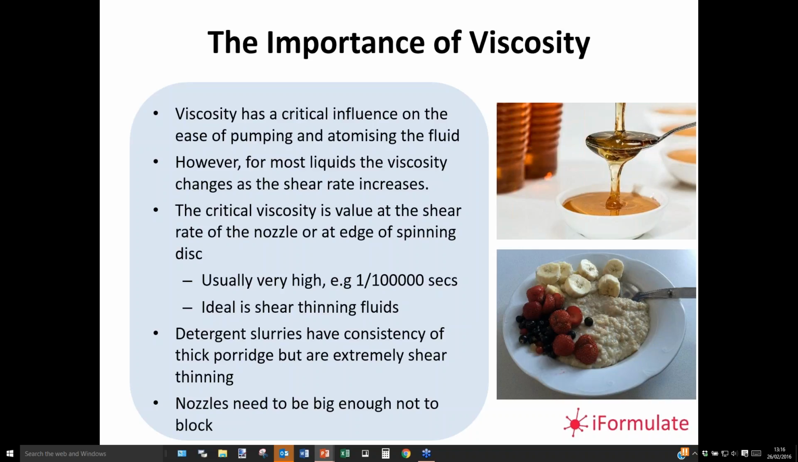These start out looking like thick porridge, but at the shear rates inside the nozzle, they are relatively easy to atomize. On the subject of slurries, it's worth pointing out the obvious one, that if you've got a slurry with particles in it, the nozzle diameter needs to be big enough not to get blocked by the particles. And a good rule of thumb here is to have the nozzle diameter at least 8 times larger than that of the biggest particle.